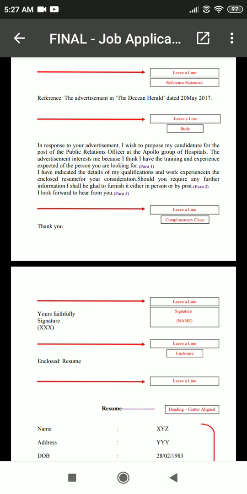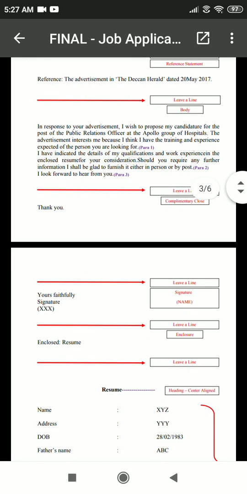And then the advertisement interests me because I think I have the training and experience expected of the person that you're looking for. Just write exactly the same, just change two things over here. In the place of public relation officer, write what kind of job you want, right? For example, it can be HR manager or a sales executive at so and so company. While writing the company, write a particular type of company. Just remember that in para 1. Para 2, I've indicated the details of my qualification and work experience and then enclosed resume for your consideration. Should you require any further information, I shall be glad to furnish it either in person or by post. I look forward to hearing from you.